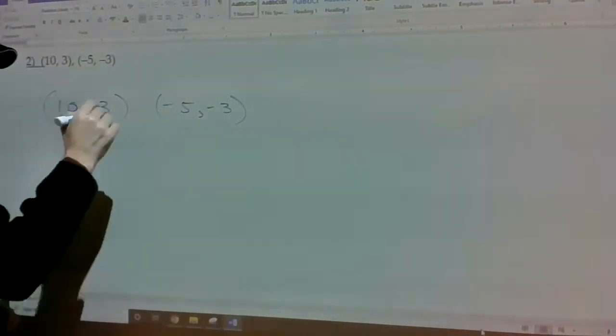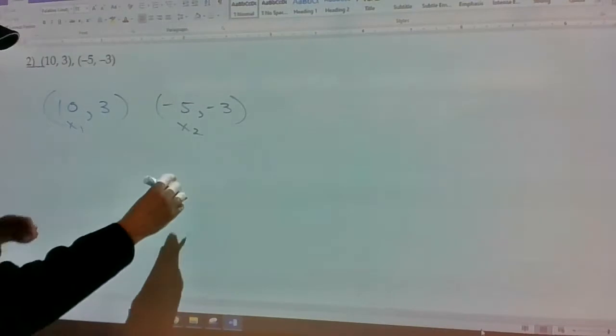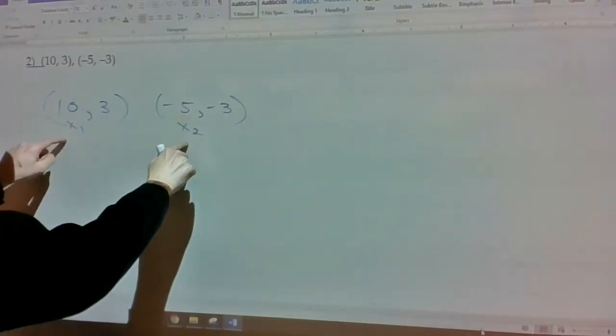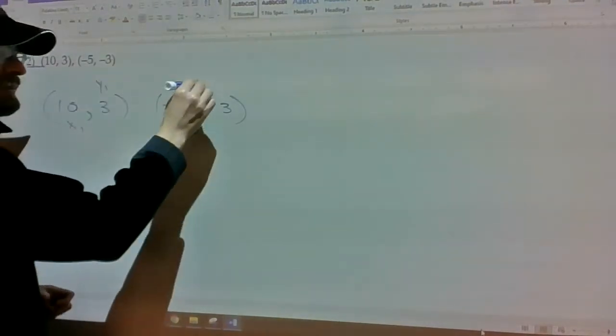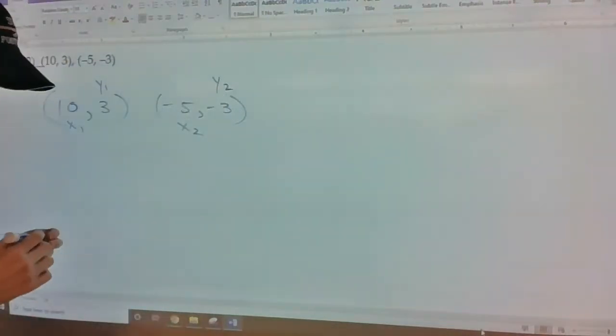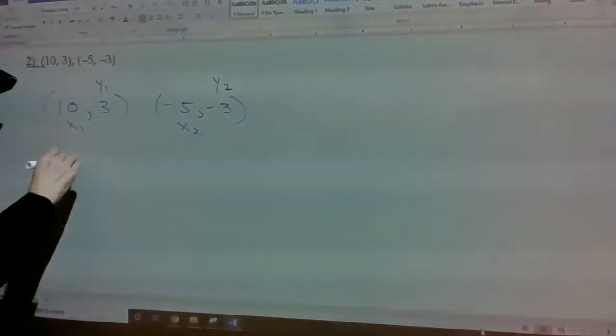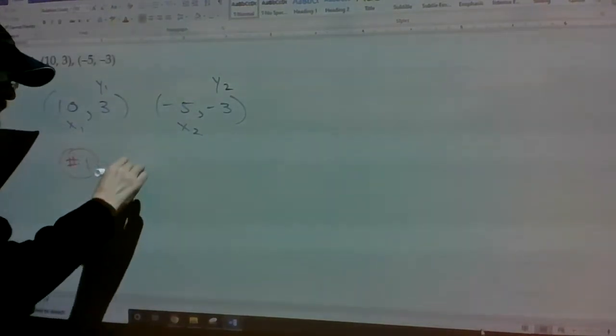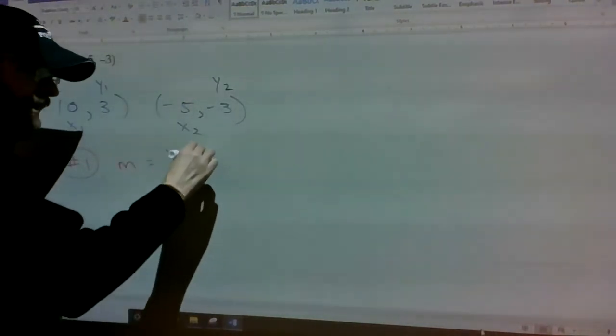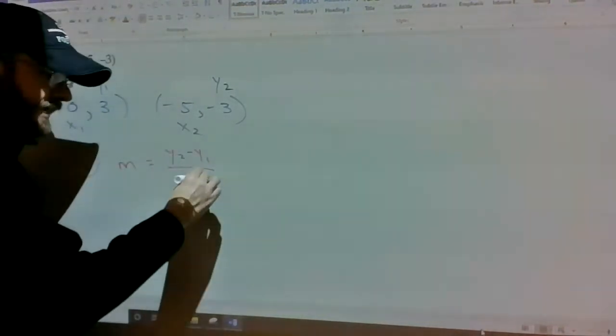x1 is your 10, x2 is your -5. Remember, x is always the left coordinate. Y is always the right coordinate. And your first step is going to be find the slope. So what's y2 minus y1 over x2 minus x1?